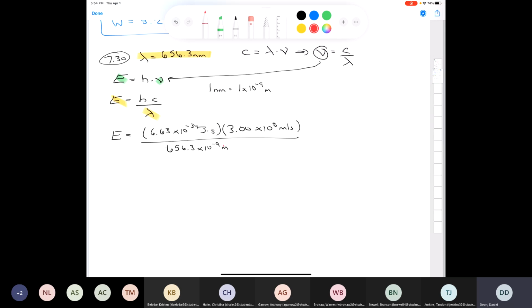And look at this, it's not magic. Meters cancel and seconds cancel, and we're left over with units of joules. So that when we plug that all into our calculator, we end up with an energy of 3.03 times 10 to the negative 19 joules.